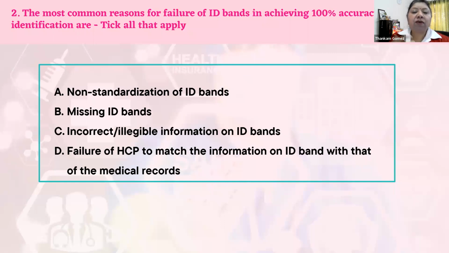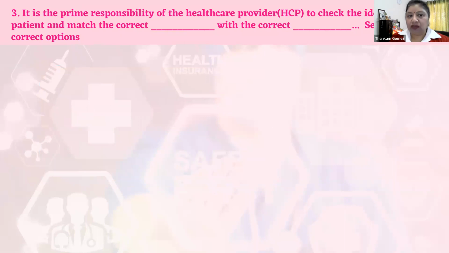For example, I'm going to give medication, so I have my medication chart. I must confirm. First, I should ask the patient, what's his name? And then, second, of course, you will match the information on the record with that of the ID band. That way, you are always following safe practices. So let's go to the next question.